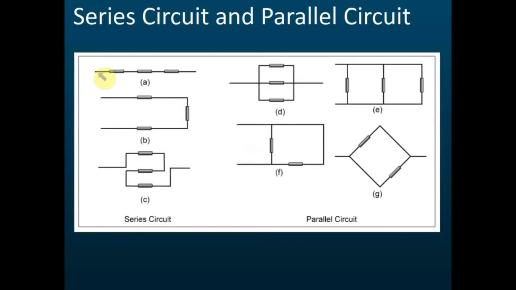For example, let's see this one, okay? Let's say we start from here and then we go to the end. Okay, there's no branch, okay? No branch, this is a series circuit. This one, okay? We start from here, go here, and then here. There's no branch, right? So this is a series circuit. This one, start from here. You go here, and go here, okay? There's no branch, yeah? And this is a series circuit.